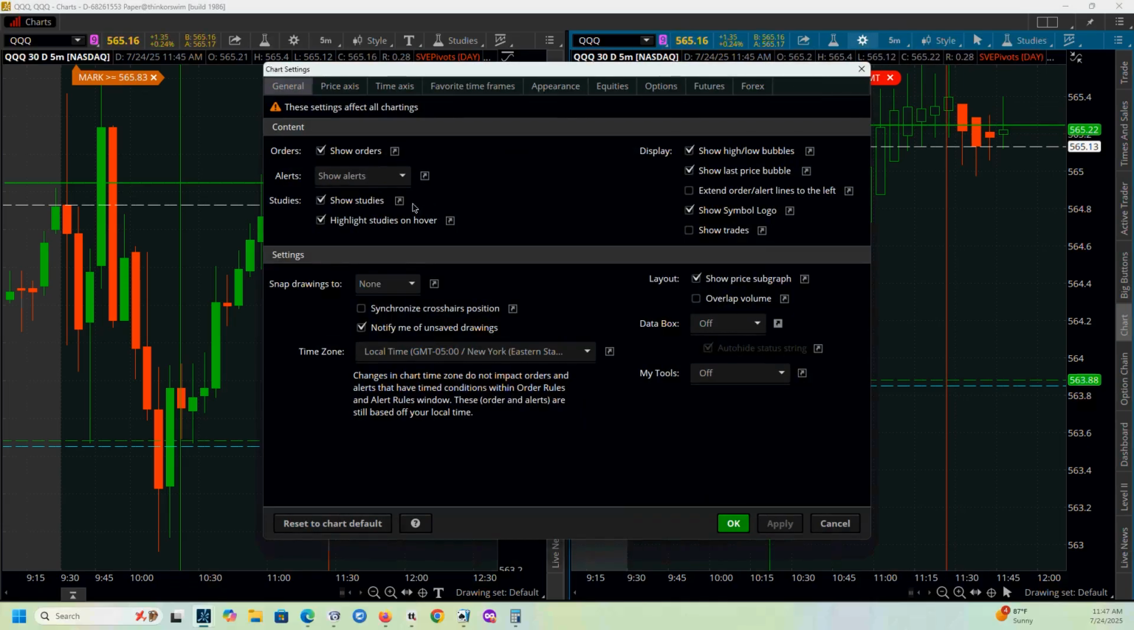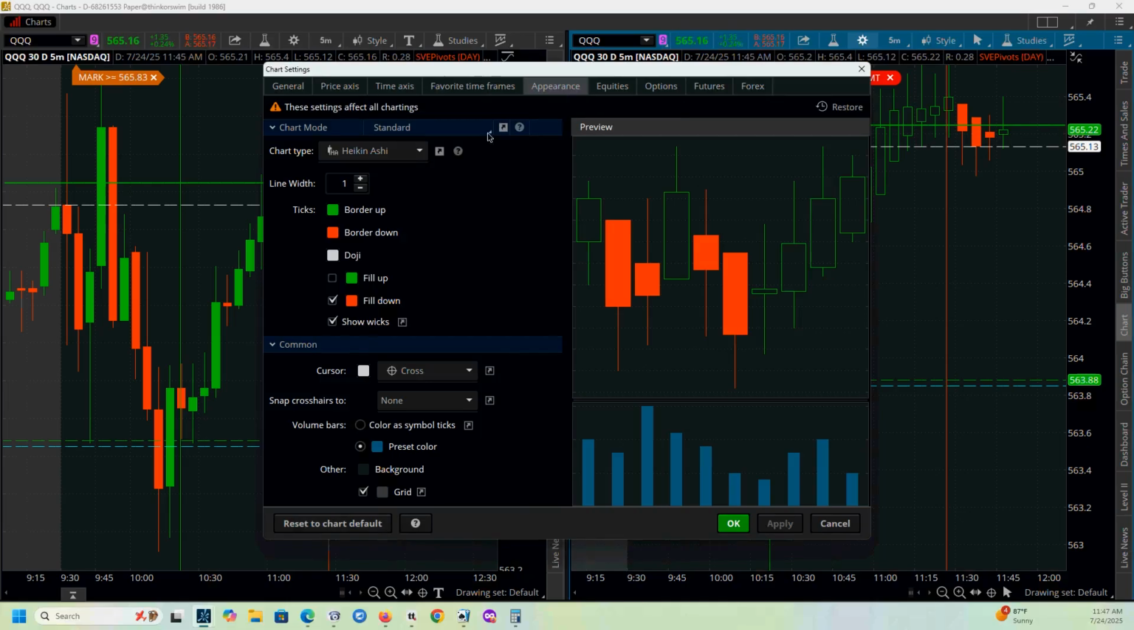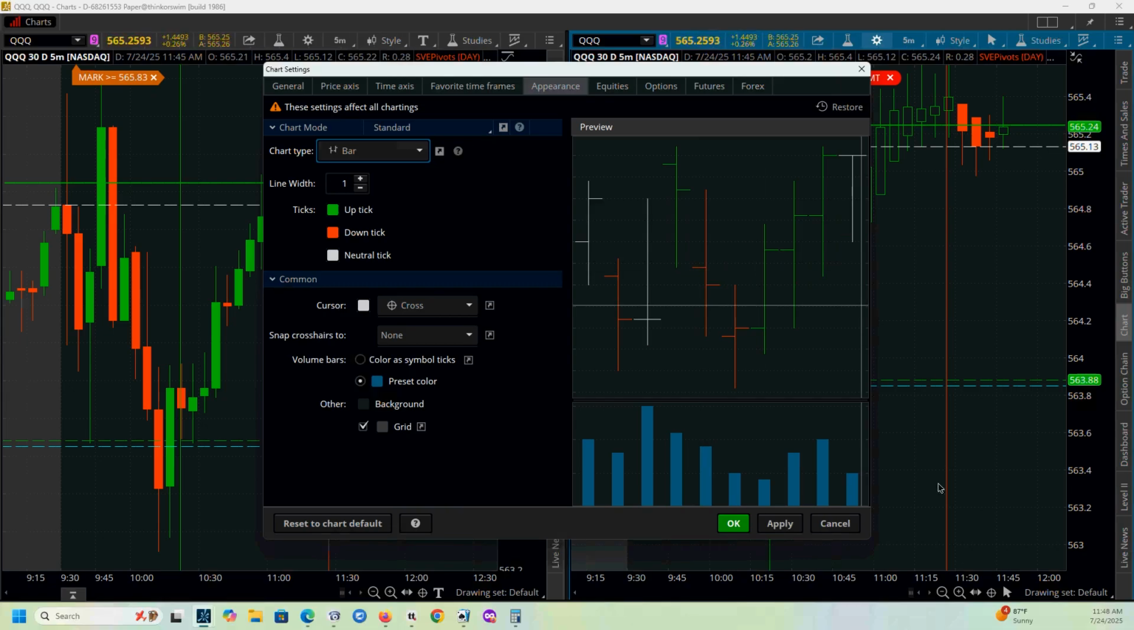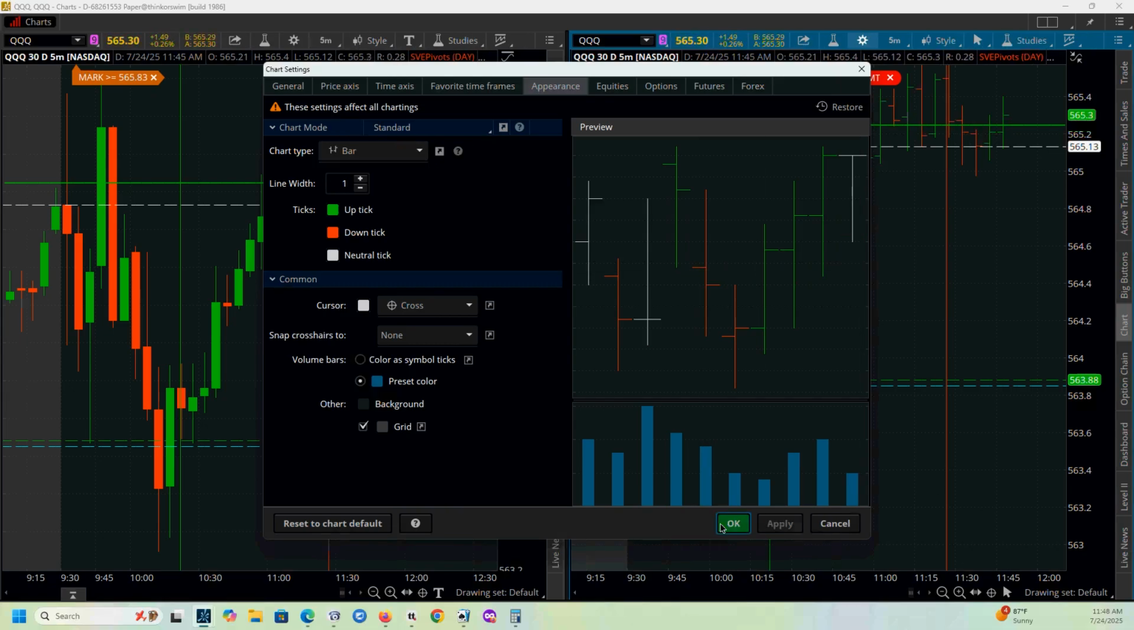Now let's switch over to the next thing that they have over here on appearance that people like to use, a line chart. I didn't look at a bar chart. Let's go ahead and look at a bar chart right quick. Boom. On a bar chart, I'm going to apply, say OK.